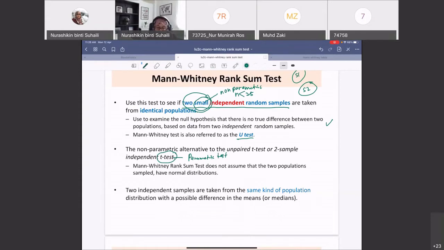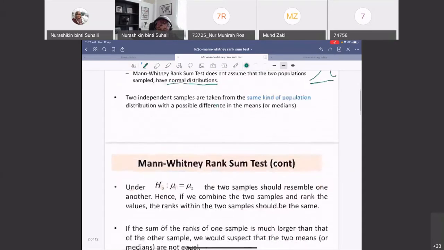The Mann-Whitney rank sum test does not assume that the 2 population samples have a normal distribution. Okay, this is another criterion of non-parametric data, whereby we do not know actually what the distribution looks like. Distribution is how the data looks like, whether it is normal or it is not normal. Okay. The 2 independent samples are taken from the same kind of population distribution with a possible difference in the means. Okay, so this is right.